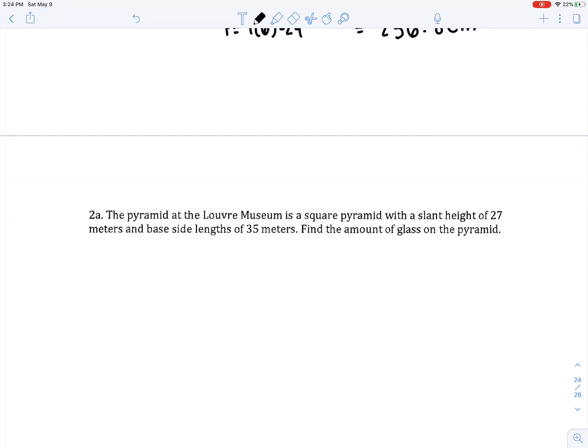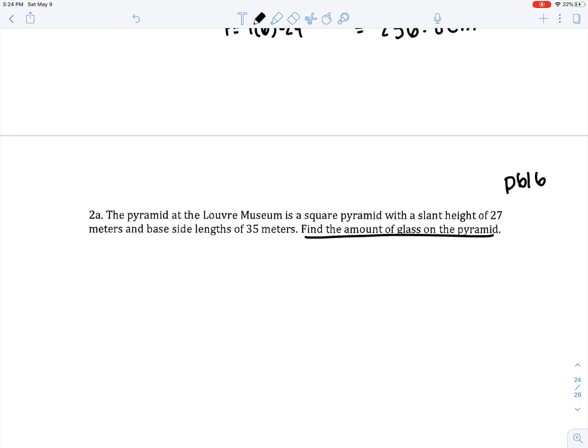The pyramid at the Louvre Museum is a square pyramid with a slant height of 27 meters and a base side length of 35 meters. Find the amount of glass on the pyramid. If you look at page 616, it gives you a picture of this pyramid. Well, if I'm talking about the amount of glass, the glass is not going to be on the bottom or the base of the pyramid.